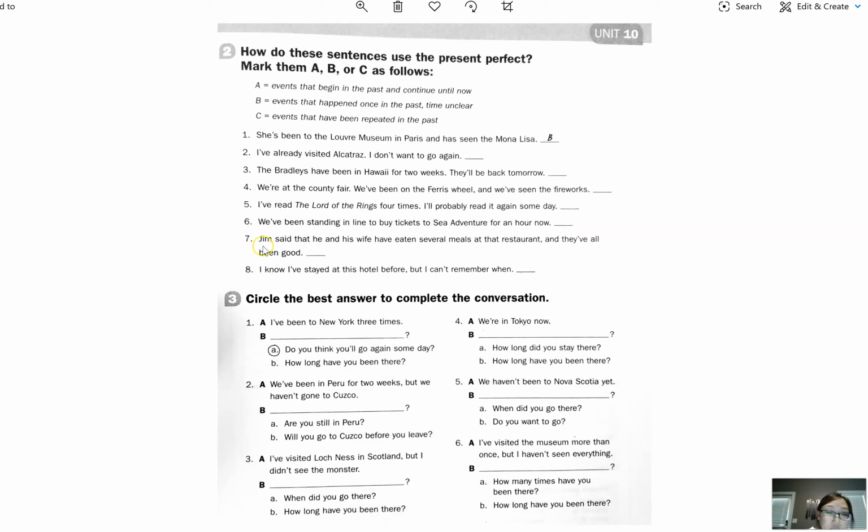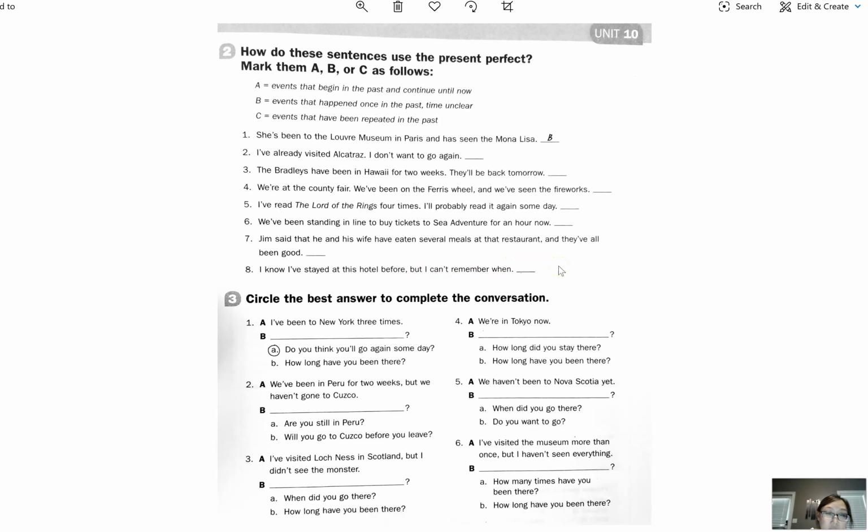And then number 7. Jim said that he and his wife have eaten several meals at that restaurant, and they've all been good. So eaten several meals, this is a hint. So events that have been repeated in the past, letter C. And then finally, number 8. I know I've stayed at this hotel before, but I can't remember when. So this one is an event that happened before in the past, but the time is not specified. So the answer is B.